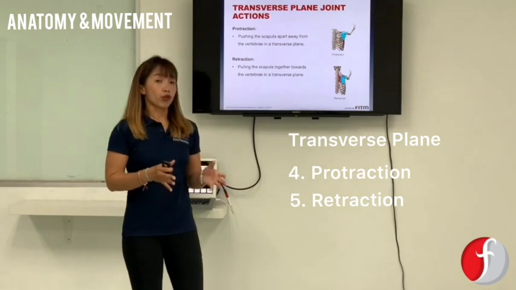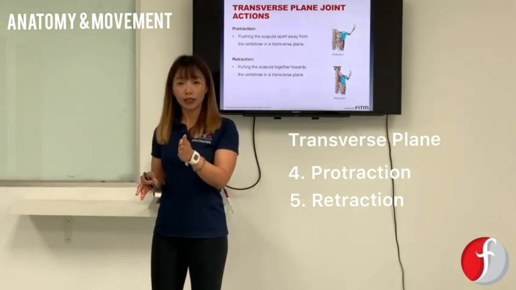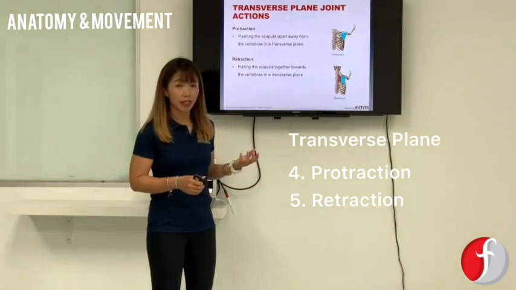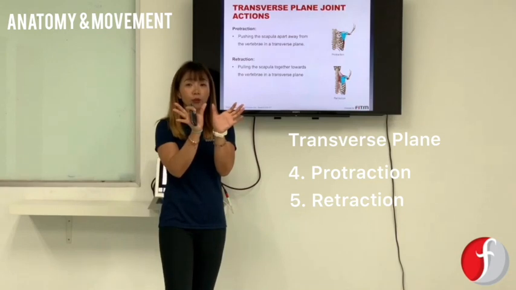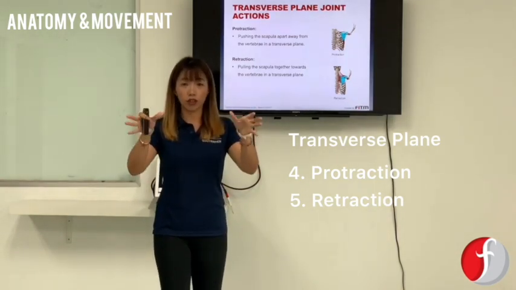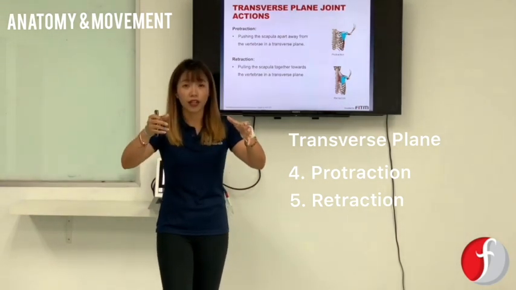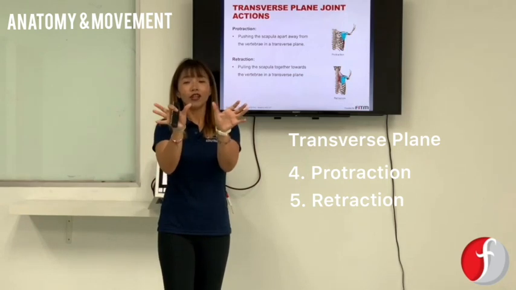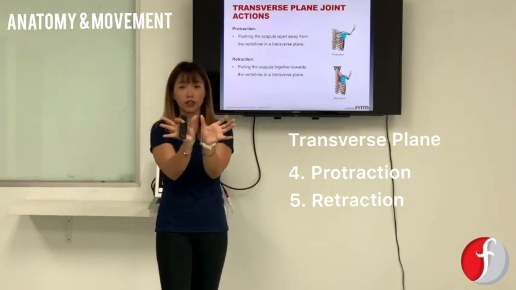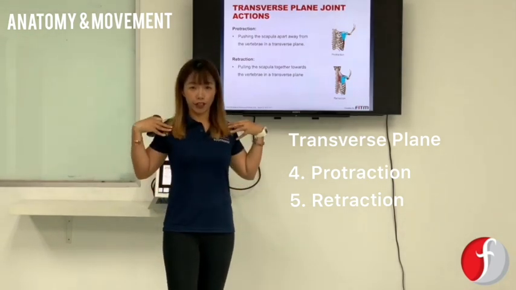We also have protraction and retraction. You can also write this down. It only happens in the scapula. So if I were to protract my scapula, basically I'm going to move my scapulas away from each other in a transverse plane. So you can imagine my scapulas over here. Protract is move it away. It's just like how you would protect yourself. Or if I were to retract, I'm going to bring my scapulas closer to each other. So that's a protraction and a retraction.